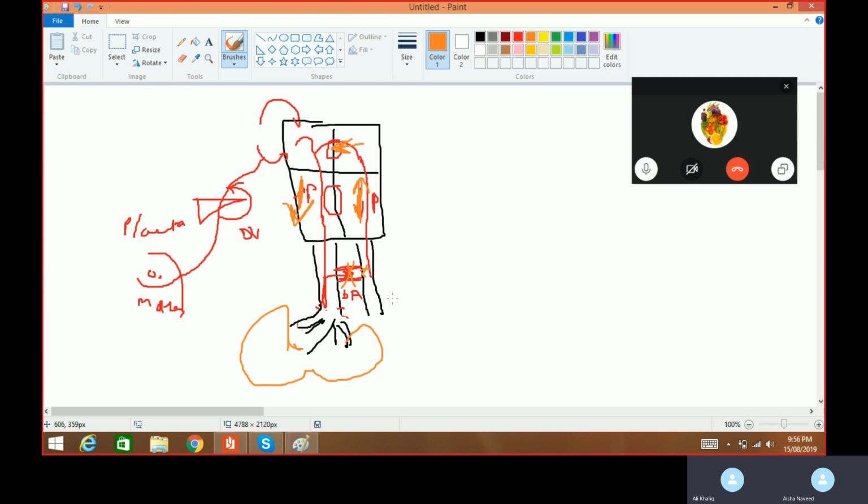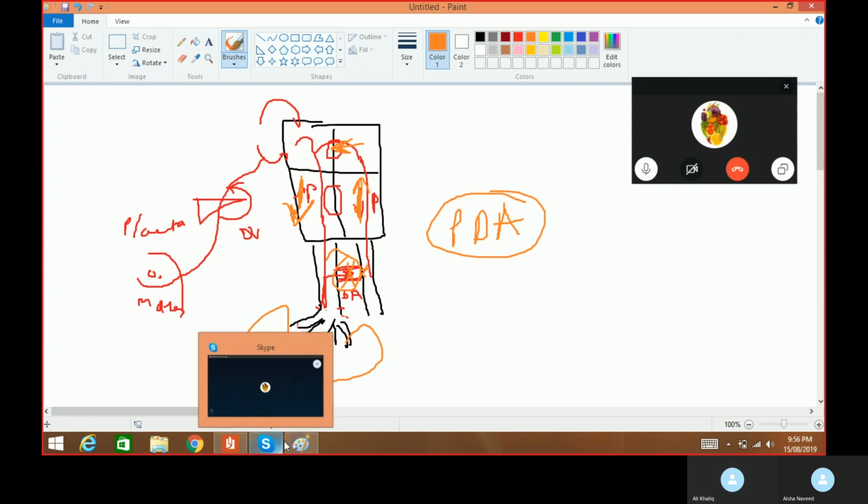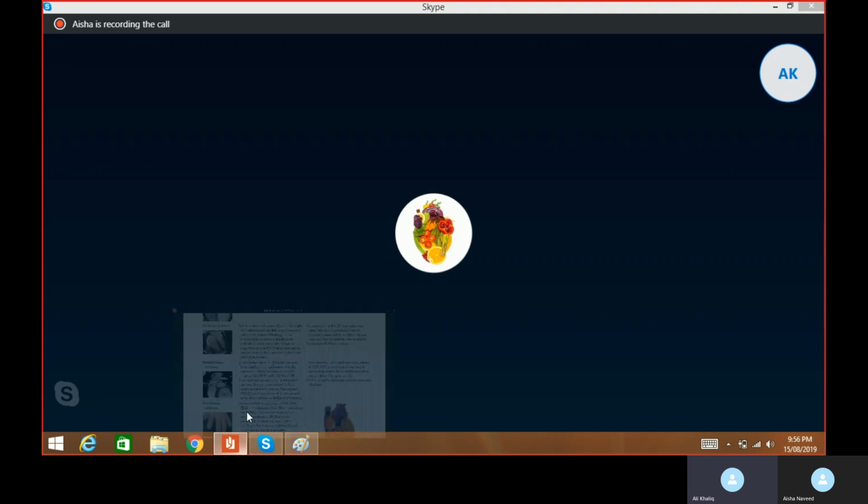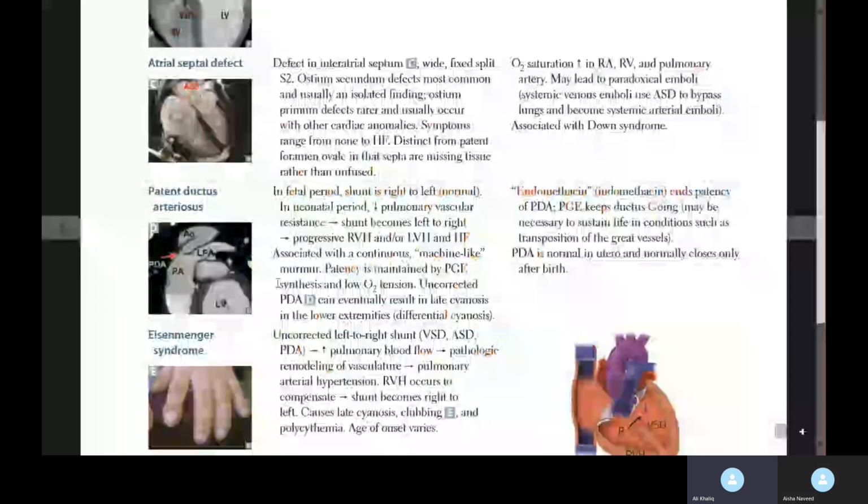If this ductus arteriosus is not closed for any reason, the disease is called PDA, patent ductus arteriosus, or persistent ductus arteriosus. The correct term is actually persistent ductus arteriosus, not patent. When you see the textbooks, you will realize that the textbook says persistent ductus arteriosus, not patent, because it's a persistence. Anyway, so now read.